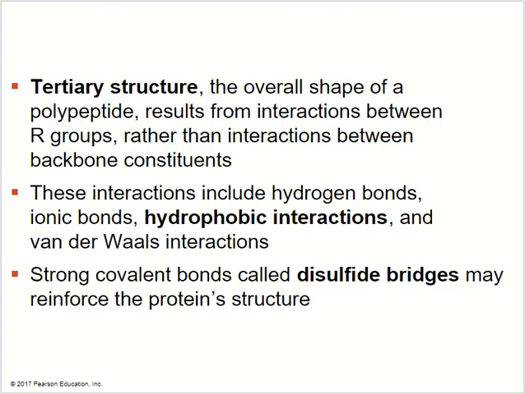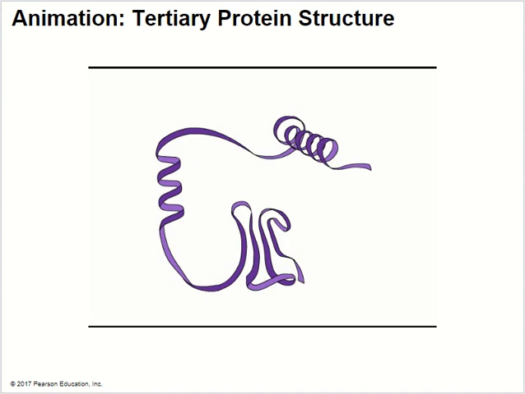The tertiary structure, the overall shape of a polypeptide, results from interactions between R groups rather than interactions between backbone constituents. These interactions include hydrogen bonds, ionic bonds, hydrophobic interactions, and van der Waals interactions. Strong covalent bonds called disulfide bridges can form that help reinforce a protein's three-dimensional structure.